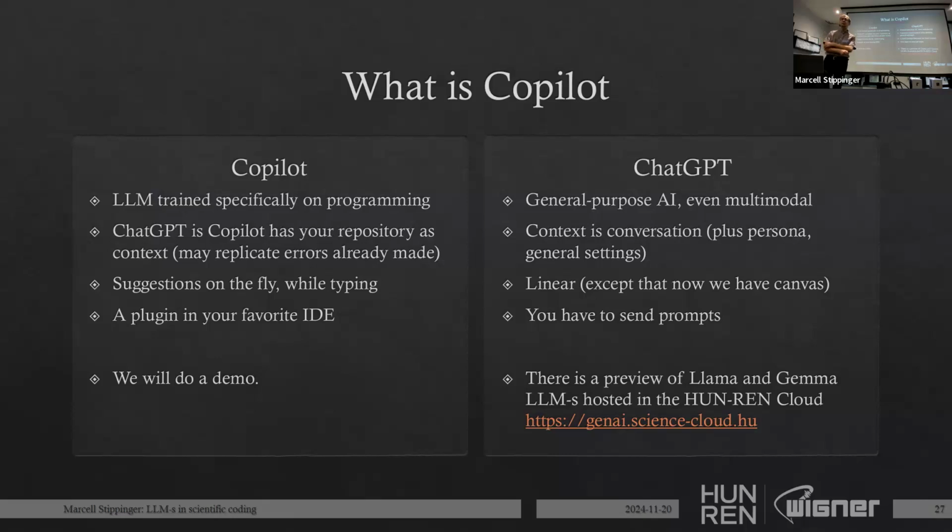While ChatGPT, as we have seen, was producing the output sequentially and engaging in a conversation, Copilot has the whole repository you are working in as context, so it can look forward and backward in the code and do the completion or suggestions based on the code already written. There is an important pitfall here as well, that it can this way replicate the errors that are already in the repository or you have already made.